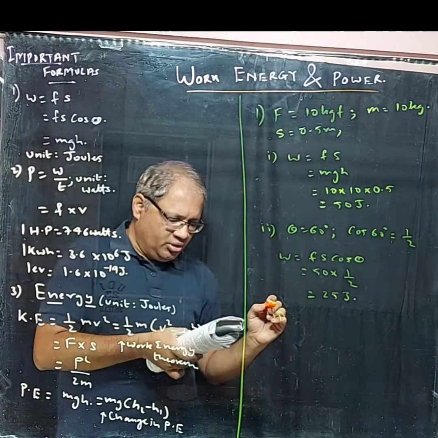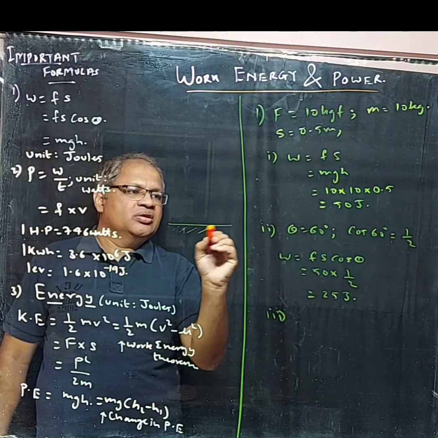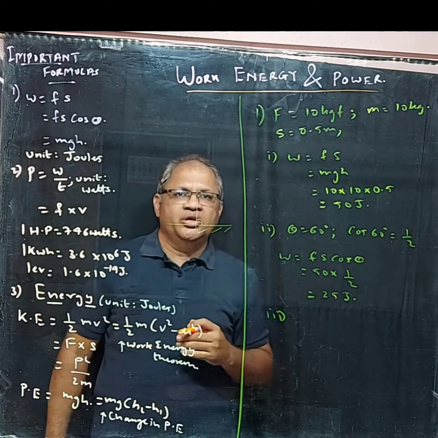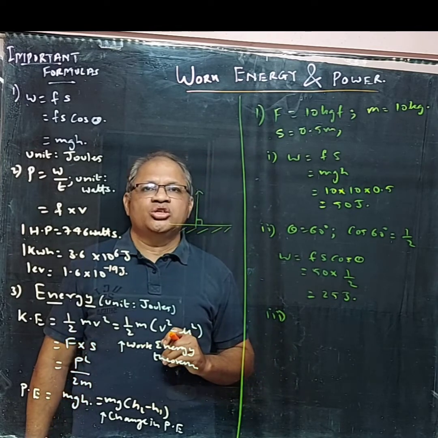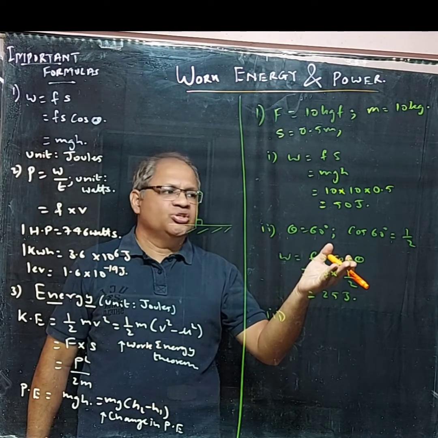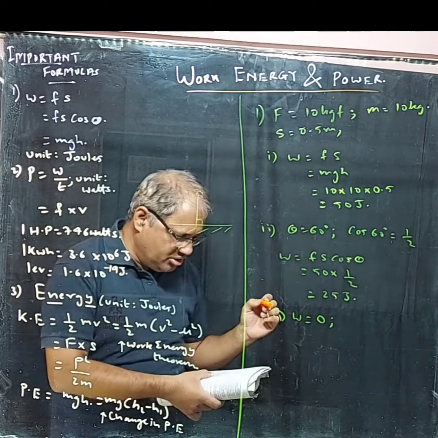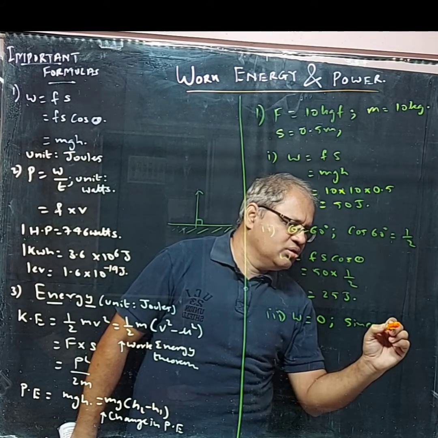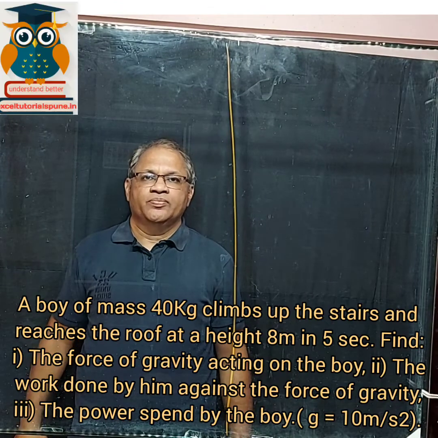Third part, normal to the force. Now see, this is normal, which is 90 degrees. So the work done which is normal to the force. Normal means 90 degrees. So cos 90 is what? 0. So when you substitute 0 instead of cos theta, work done is 0. So work done is 0, okay, since cos 90 is 0.